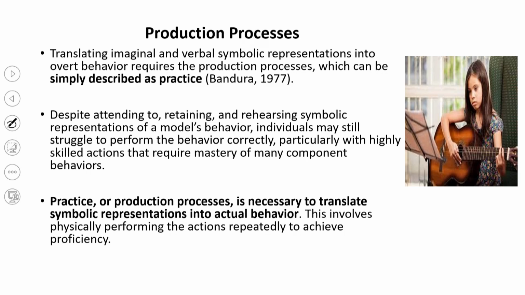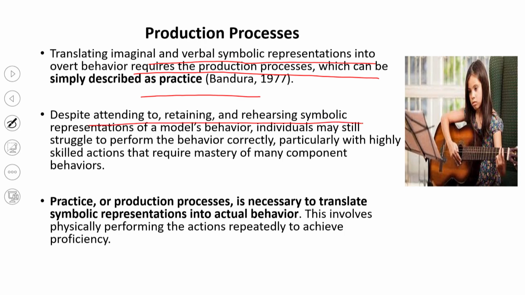The third step is you have to produce it, that is the production process. What is that production process? Translating imaginal and verbal system representation into overt behavior requires a production process. How do you then produce it? Now, you have remembered it, you have paid attention, you remember, now you have to produce it. So, that is the production process. How do you produce it? One of the best ways to do it is through practice.